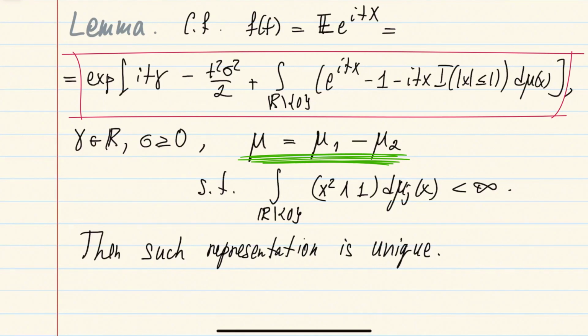Okay, so this concludes this section, and in the next section we will discuss a special family of infinitely divisible distributions, the so-called alpha stable distributions.